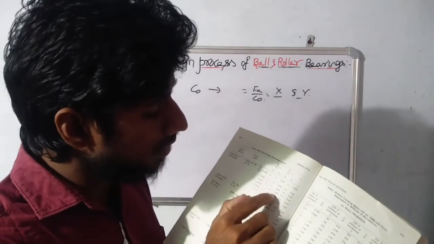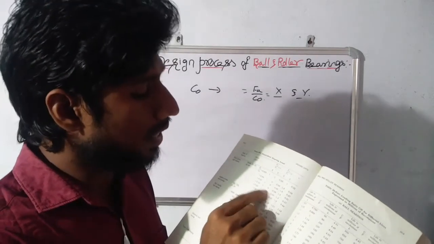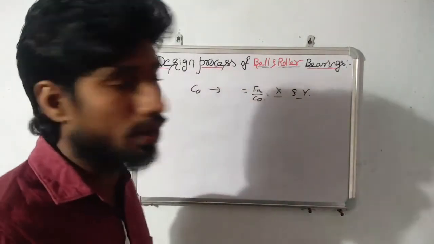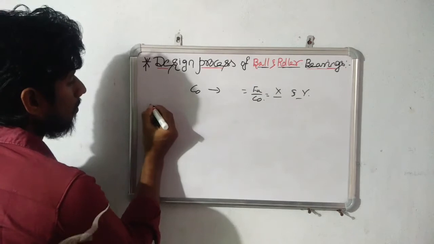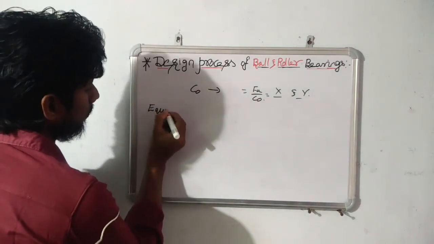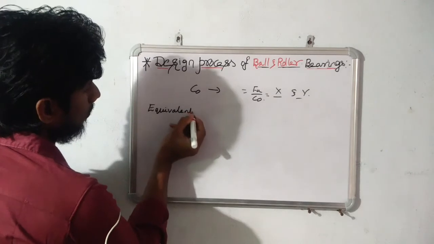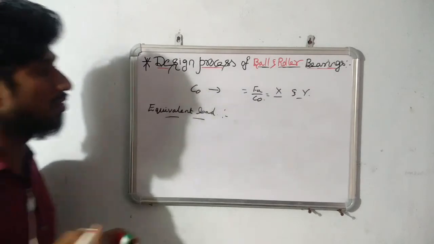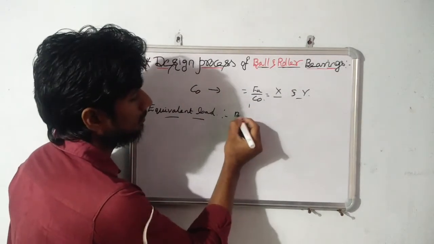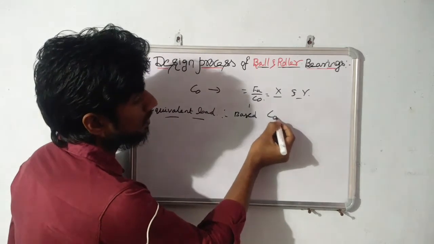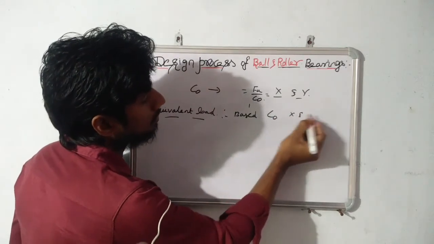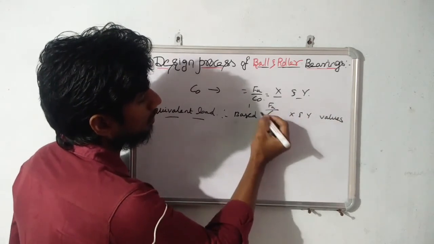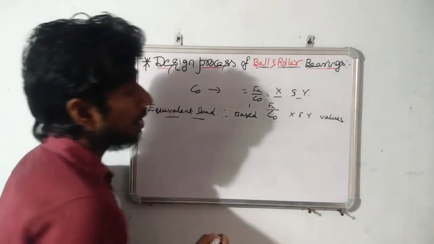At this 0.13, what are the x and y values? Consider these x and y values to find out the equivalent capacity or equivalent load again. Again, we are going to find out the equivalent load based on the C naught x and y values. I think it's better to write down FA by C naught x and y values.